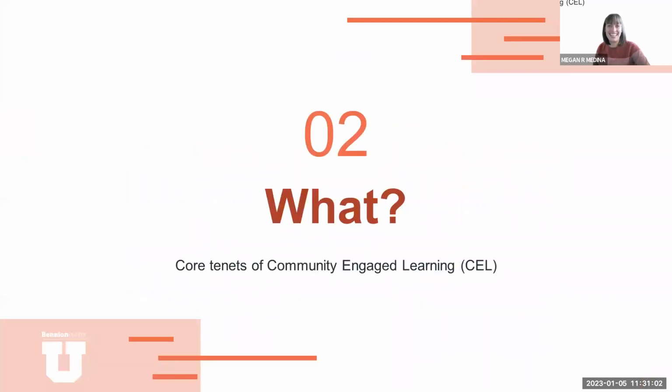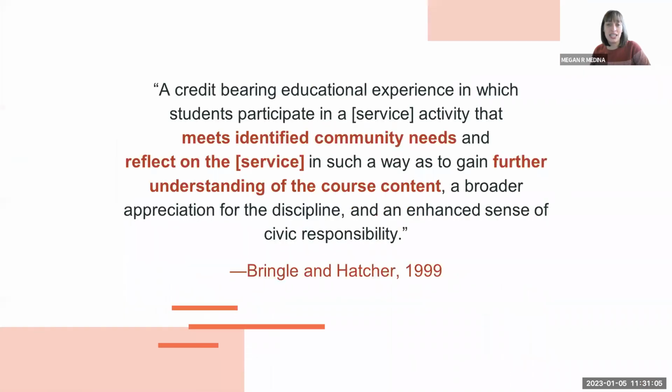So what exactly is community-engaged learning? In a widely accepted definition by Bringle and Hatcher, community-engaged learning, or as they call it, service learning, is a credit-bearing educational experience in which students participate in a service activity that meets identified community needs and reflect on the service in such a way as to gain further understanding of the course content, a broader appreciation for the discipline, and an enhanced sense of civic responsibility.